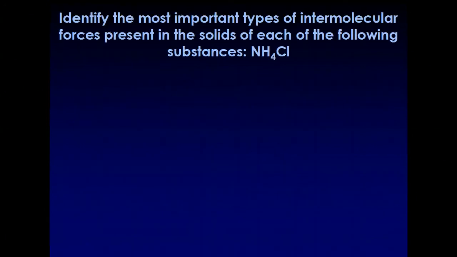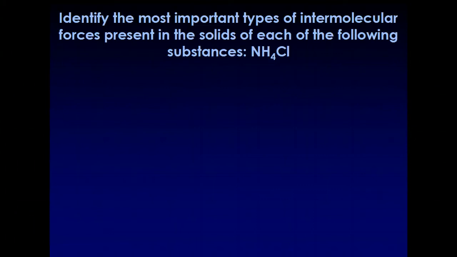So in this particular example, I'm asking you to identify, and this will be for all the ones in this video, we're going to look at what is the most important type or types of intermolecular forces present in the solid form of these substances. So we're going to need to be able to identify what our substances are, whether they're polar or nonpolar, whether they're ionic or not ionic, and use that to determine where they fall in the chain.